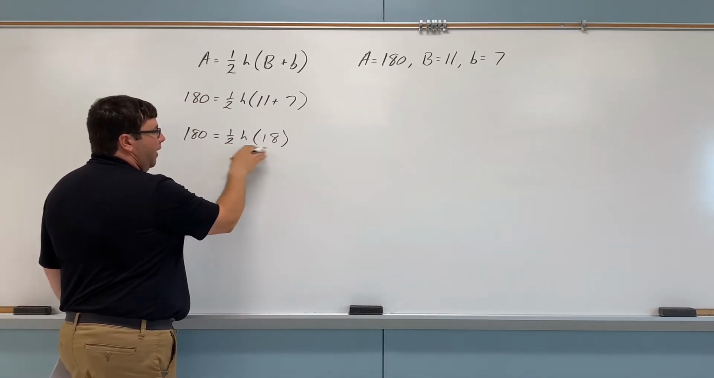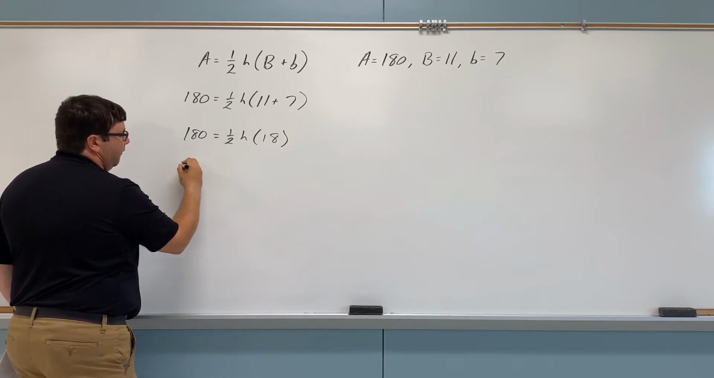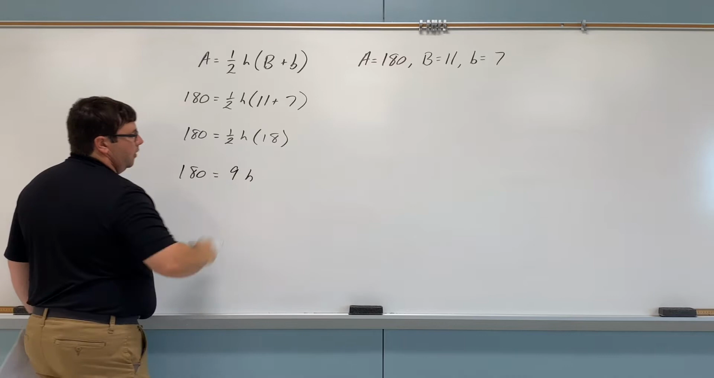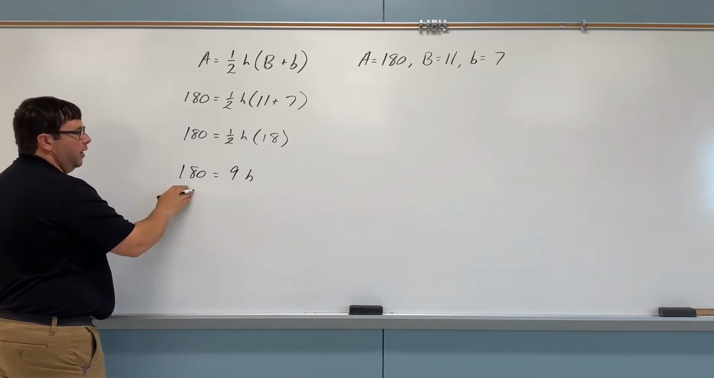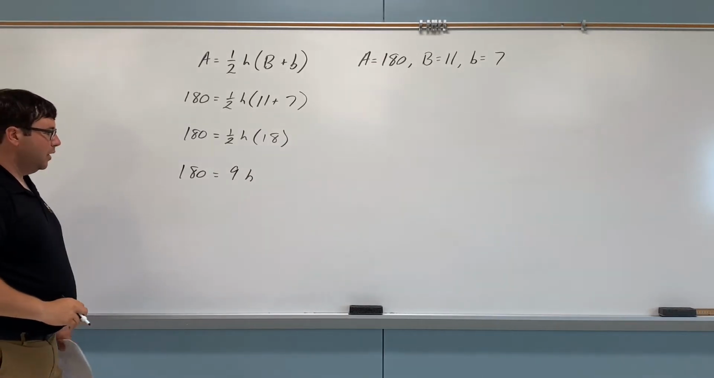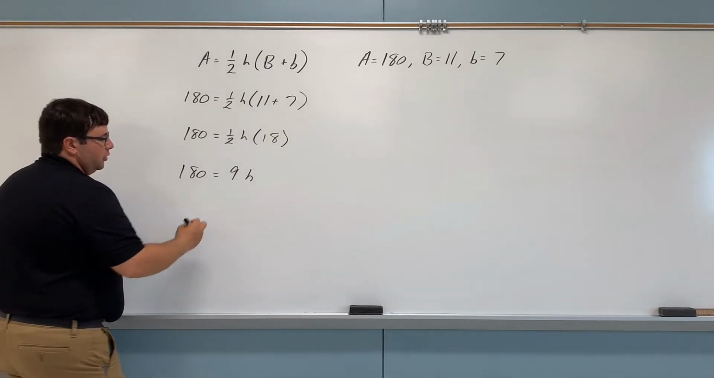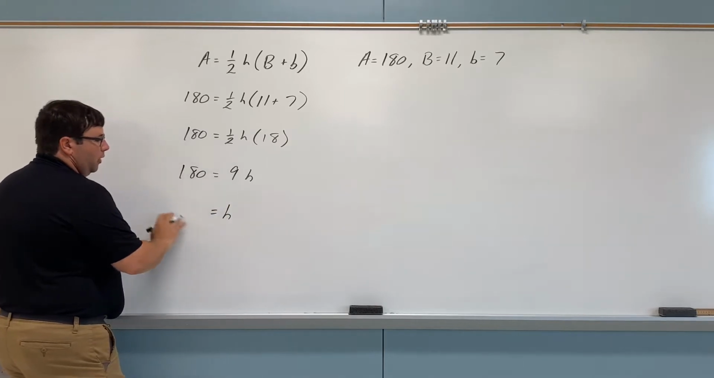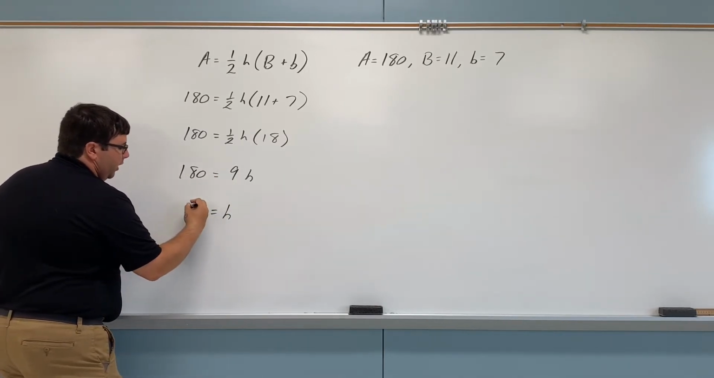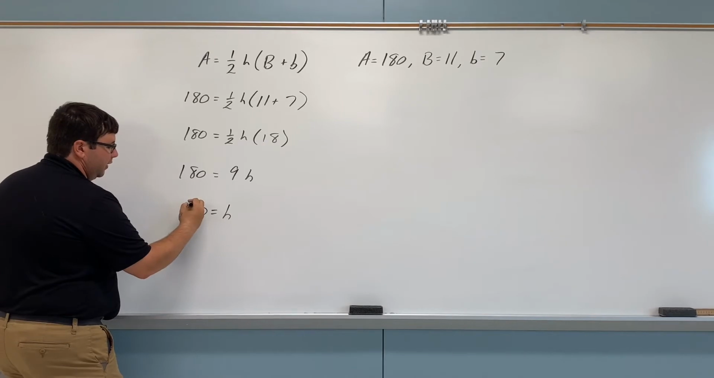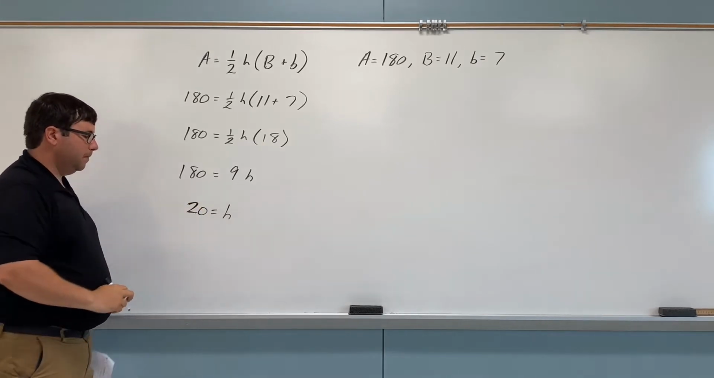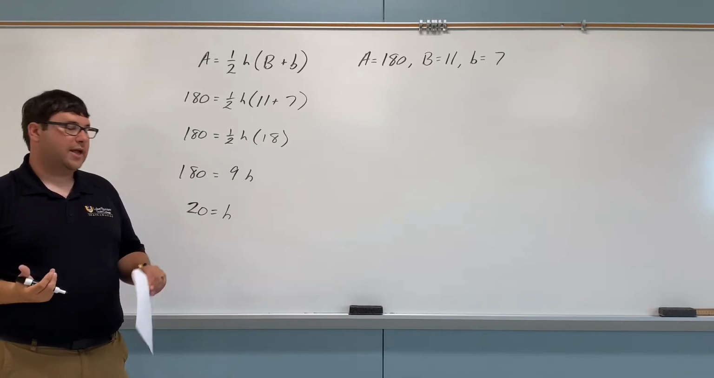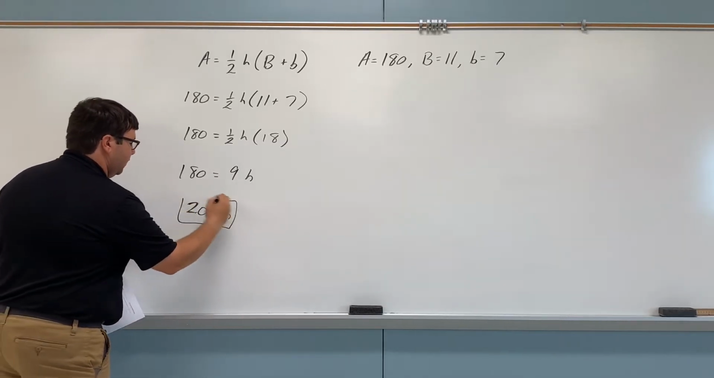So I'm going to have 1/2 times 18. Well, what's half of 18? 9. So I have 9h on this side. My 180 has not yet changed. Solving for h, I'm going to divide by 9 on both sides so I get h alone. 180 divided by 9 is 20. There we go. Now, in our problem, it does say just find h. There we are.